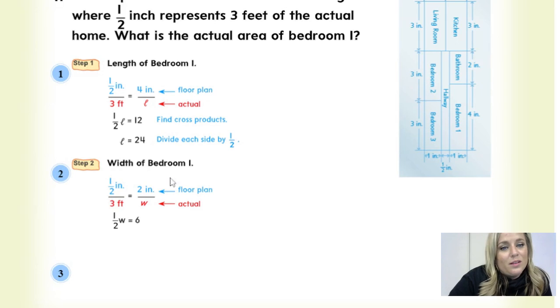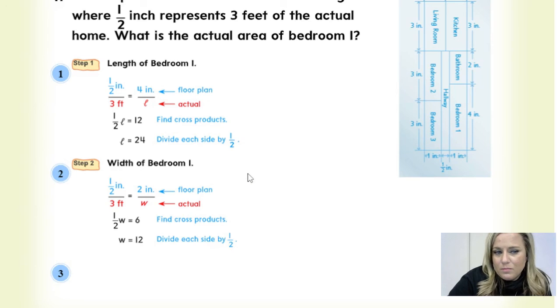Step 2, the width of bedroom 1, we see right here is actually 1 inch in the scale drawing. But for some reason, they have 2 written here. Not real sure why, so we'll just make sure we do the math right. We have 2 times 3, which is 6, and 1/2 times W, the width. When you multiply this by 2 to get rid of the 1/2, you have to multiply the other side by 2, which is 12.